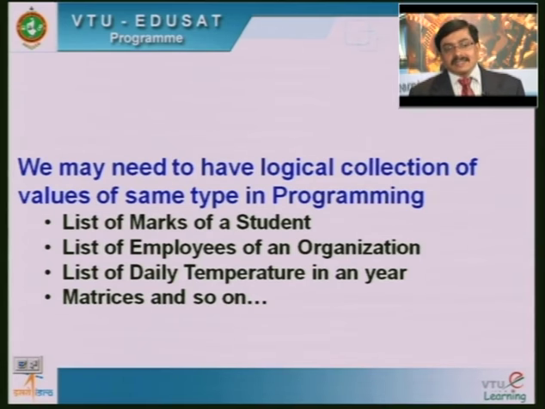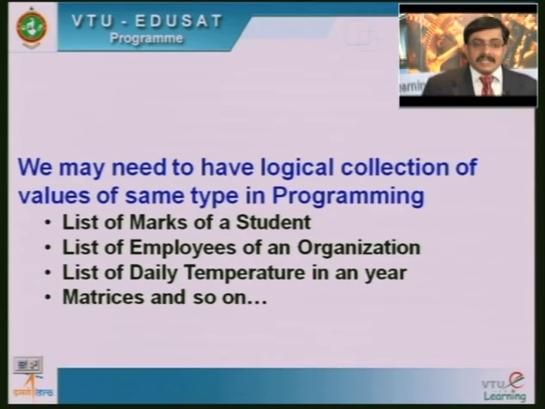We can notice here that in a list of marks of a student, all the marks could be of type integer or float. In a list of employees of an organization, all the names will be sequences of characters, which we will learn to call a string. And in the list of daily temperatures in a year, all the temperatures are read in the form of float. So, all these are homogeneous collections of data, because all of them are similar data.